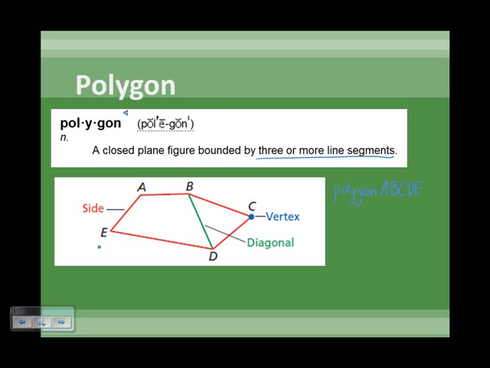Each of the points where 2 sides meet is called a vertex. So if we have side BC and side DC, the common endpoint that they have is called the vertex. And then if you draw a segment between any 2 non-consecutive vertices, then you will get a diagonal. So if I go from D to A, that would be another diagonal. I cannot go from D to E because D and E are consecutive. I could go from A to C, and that would be another diagonal. So a diagonal is the connection between 2 non-consecutive vertices.